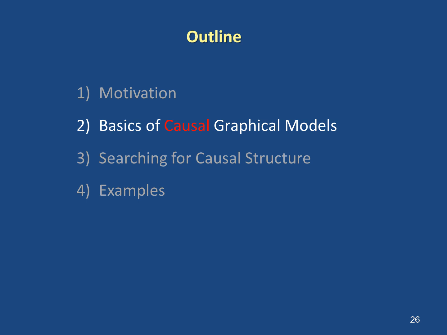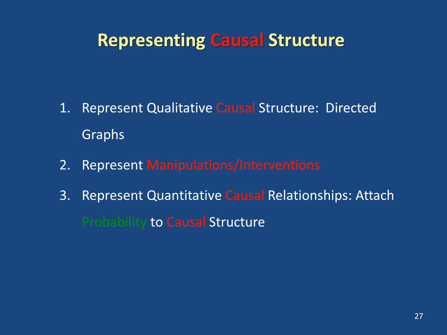So I'm going to break this up into a few different pieces. I'm going to talk about representing the qualitative causal structure of a system by using directed graphs. And then we're going to talk about representing manipulations and interventions in that framework, and then we're going to add probability and numbers, because that actually is required to get to a statistical model.